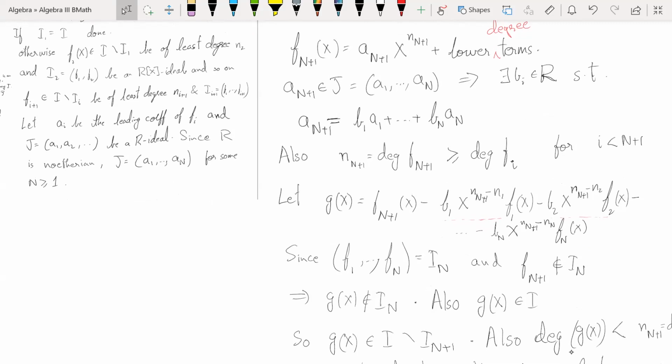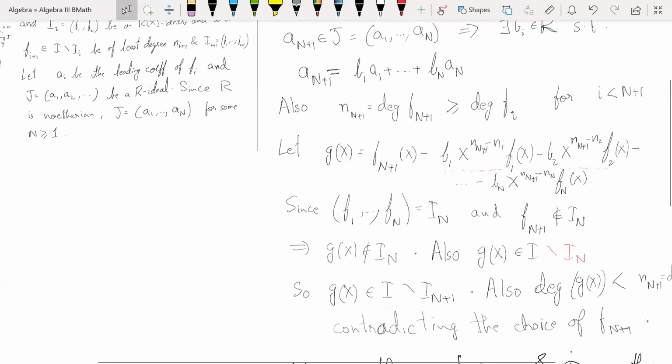Also, each of these polynomials f1, f2, up to f_{N+1}, they are all in I. So g(x) of course is also in I, and note that f1 to fN are in I_N, but f_{N+1} is not in I_N. So g(x) cannot be in I_N. If g(x) were in I_N, then of course f_{N+1} would also be in I_N. So g(x) belongs to I minus I_N.